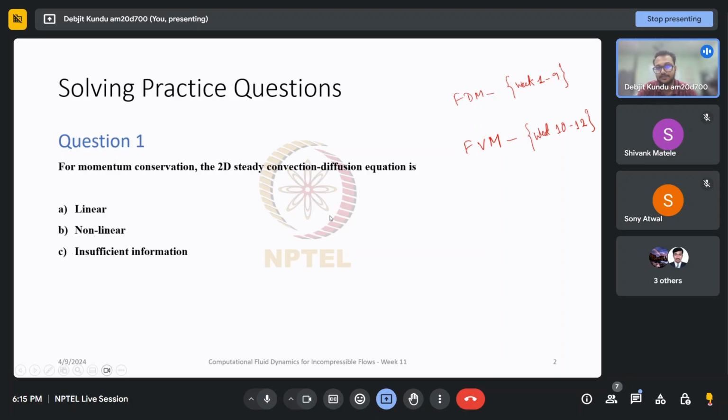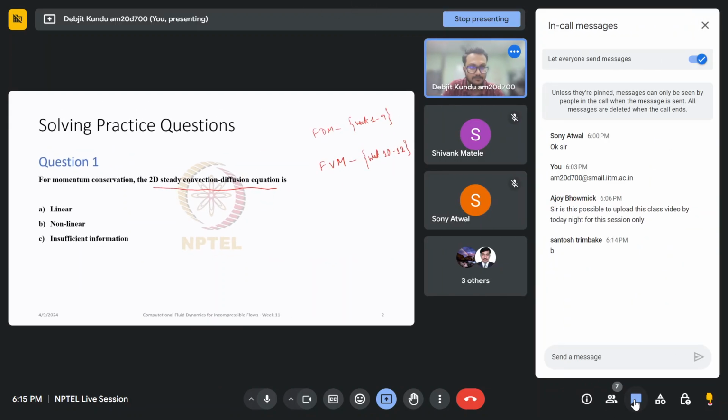Is the 2D steady convection diffusion equation linear, non-linear, or insufficient information? Okay, we have one quick response in favor of option B. Let's hear what others have to say.